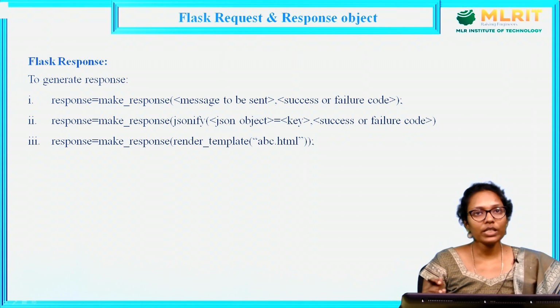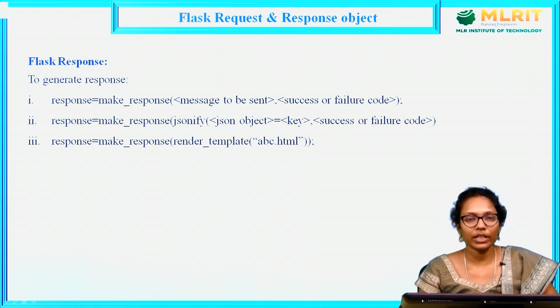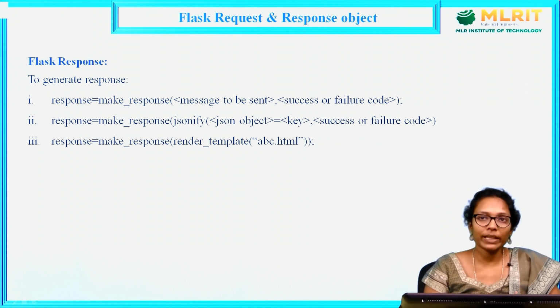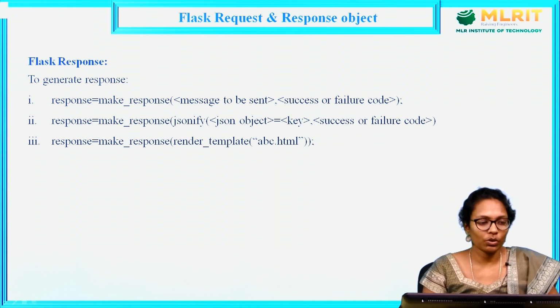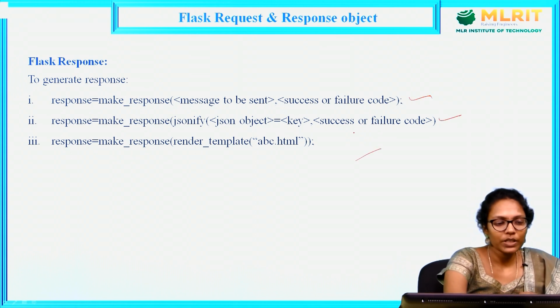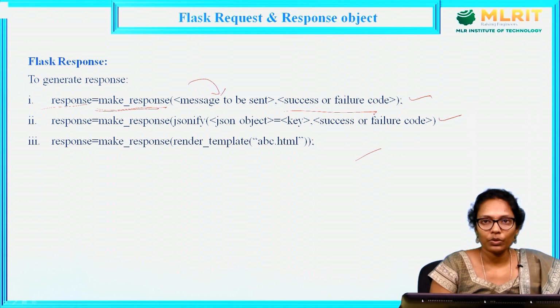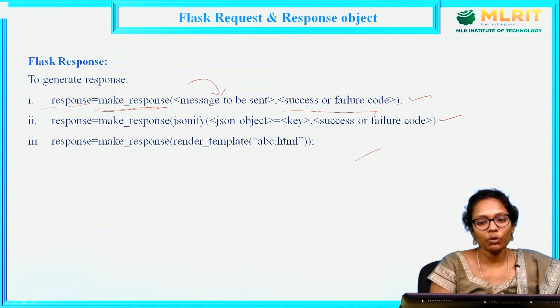Now, how will the server display the response? Of course, in the previous example we have seen, but we have different ways to display the response using the response object also. So here, to generate the response, we are using these three ways. The first way: to generate the response, you use a method called make_response. In make_response, you give the message you want to send to the client, and whether it is success or failure. If it is a success, we have some HTTP code, and if it is a failure, we have some other HTTP code. That code will be sent.